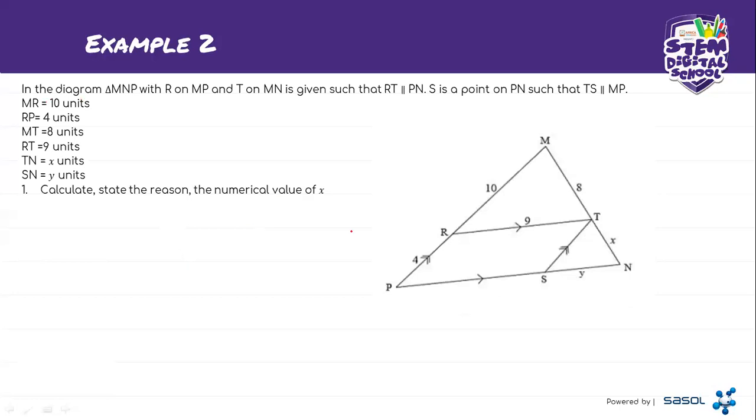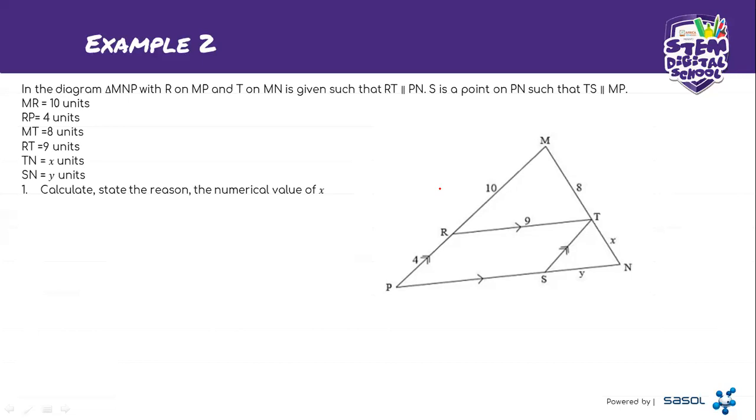Right, example 2, let's see what we are having. In the diagram, triangle MNP. Where is M and P? Can you see that? Triangle MNP with R on MP and T on MN is given such that RT is parallel to PN. S is a point on PN such that TS is parallel to MP.